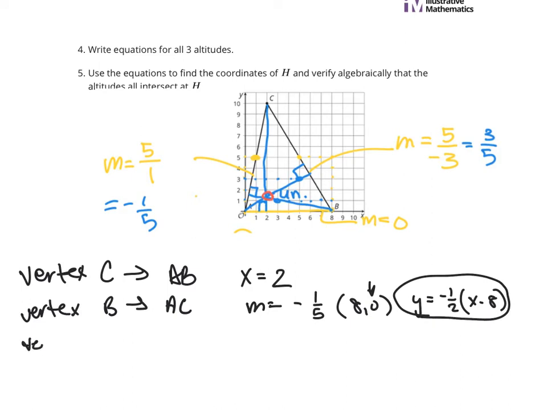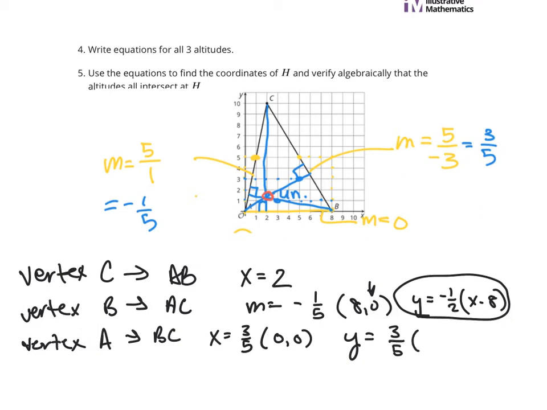And then how about from vertex A to side BC? My slope there was 3/5, and I'm going through point (0, 0). So I'm going to have a line y minus 0 equals slope times x minus 0. So we can actually just say y equals 3/5 x.